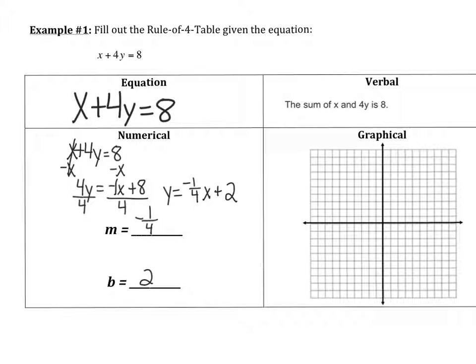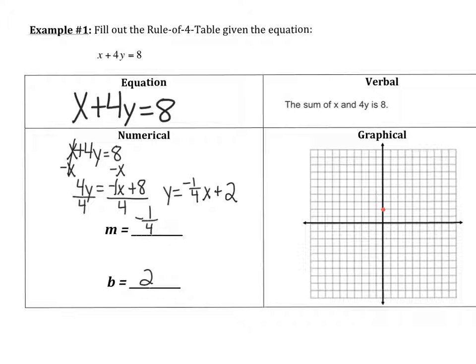Next, we are supposed to express this equation, x plus 4y equals 8, graphically. We can do this by taking the information that we found in the numerical part. We know that the slope is negative 1/4 and the y-intercept is 2. Remember from the last slide, we plot the y-intercept first on the y-axis. So again, if our y-intercept is 2, I'm going to start at the origin and I'm going to count up 1, 2 units for my y-intercept of 2 and plot a point. So there's my y-intercept up 2 units.